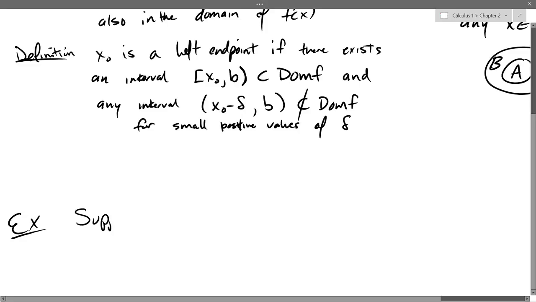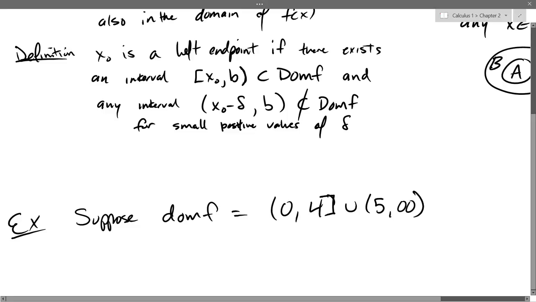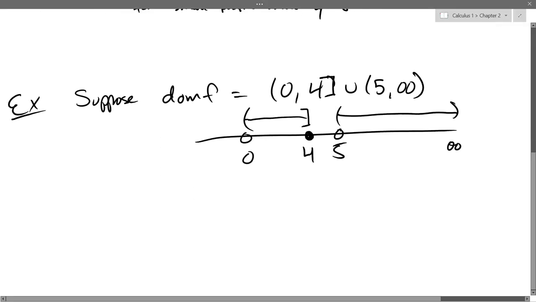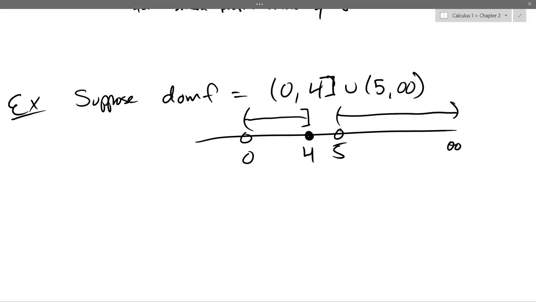So let's suppose the domain of f is 0 to 4, closed at 4, union 5 to infinity. So on a number line, we've got 0, we want to include 4, don't include 5, and go all the way to infinity. So we'll look at interior points first.